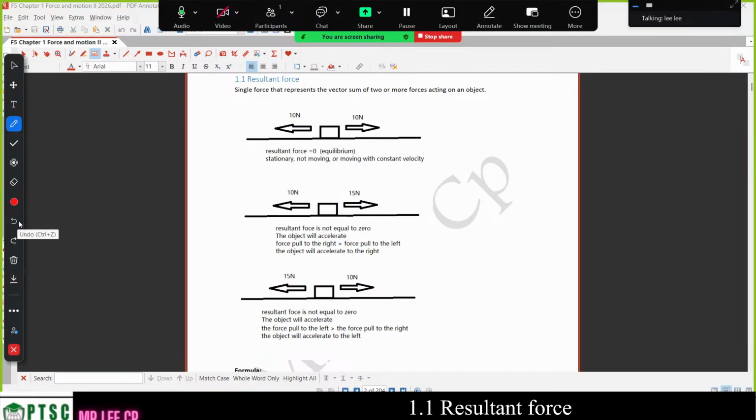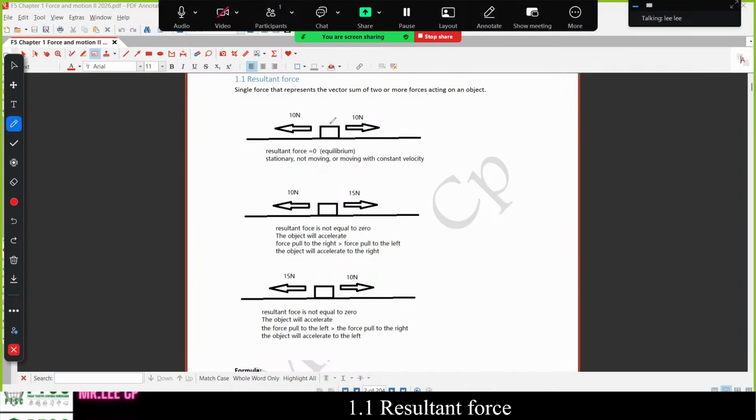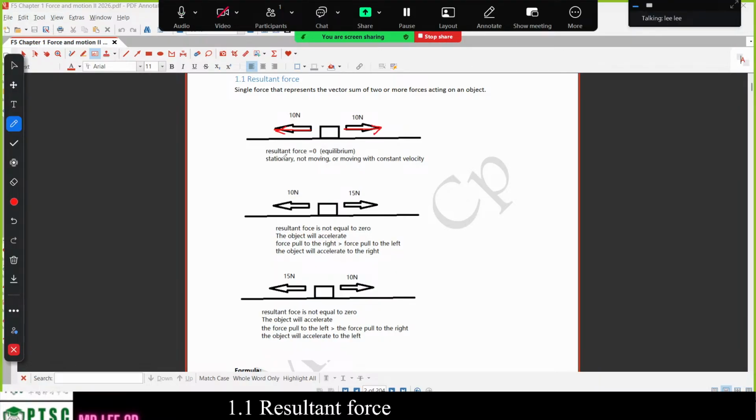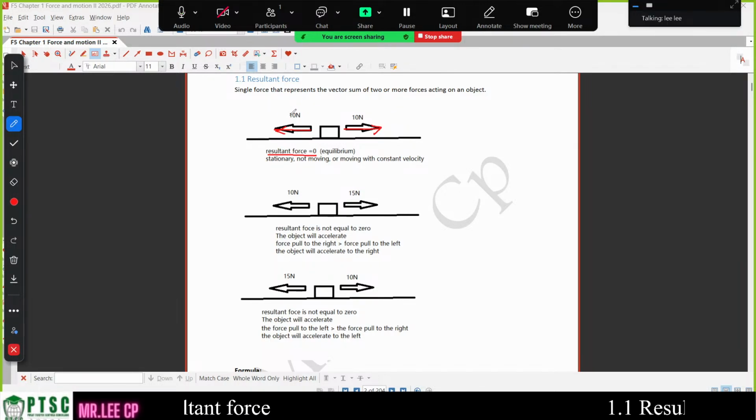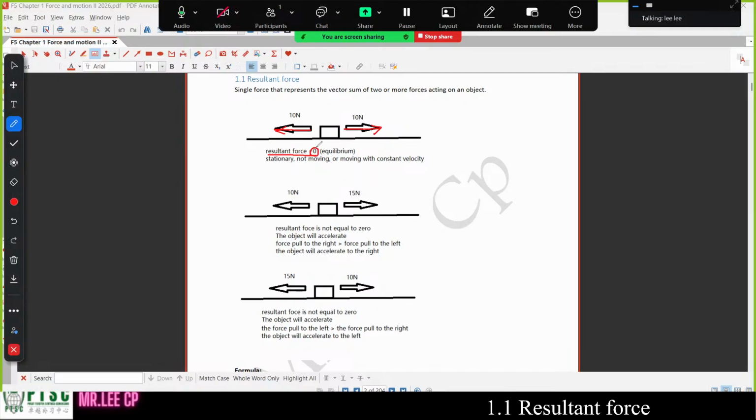You need to memorize that. So first of all, normally we put the force as 10 Newton to the left and 10 Newton to the right. This one, we call the resultant force is 0, because we normally use the right one minus the left one. 10 minus 10, the resultant force is 0.